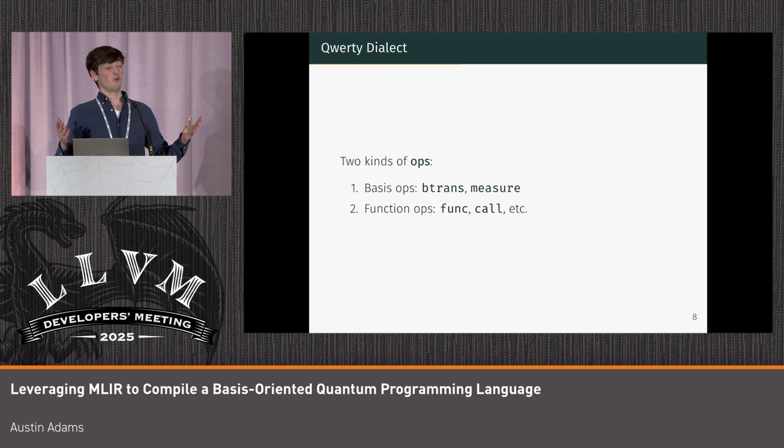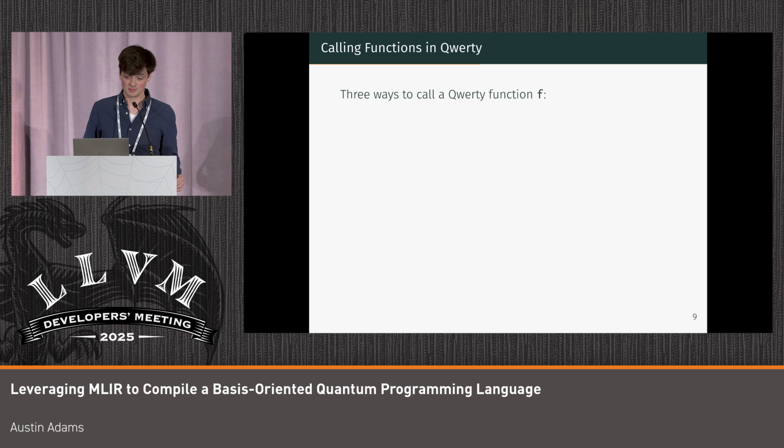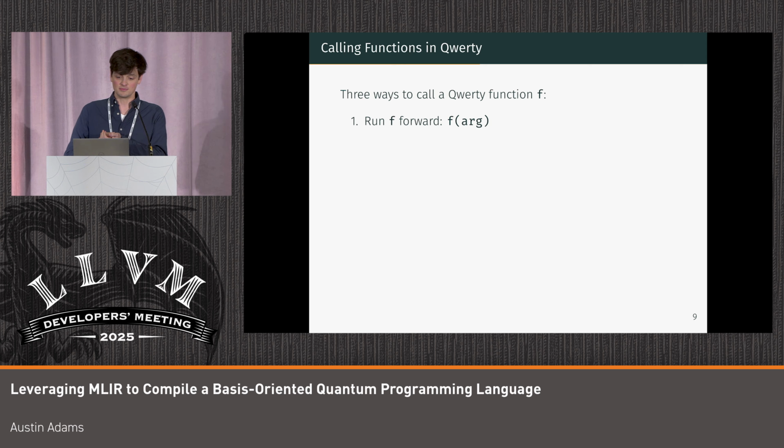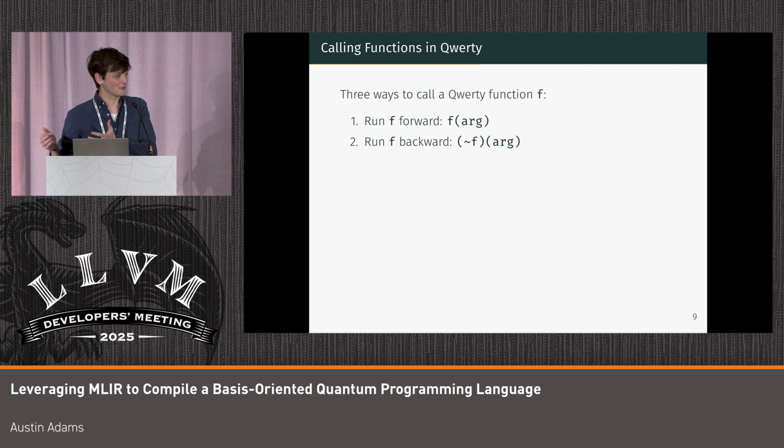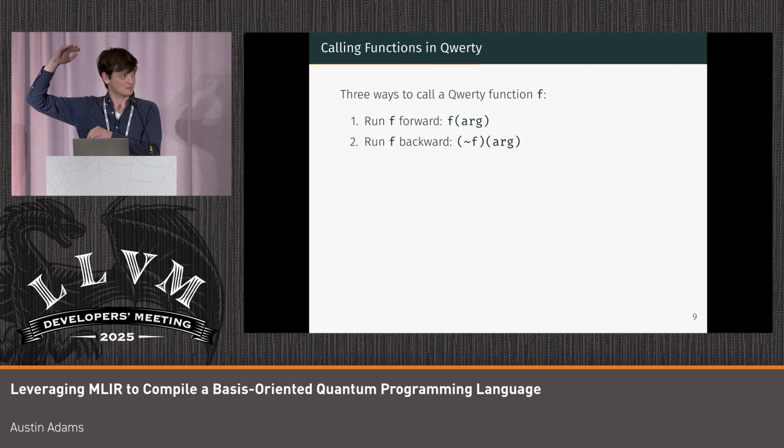But wait a minute, why not just use the func dialect? Okay, because there's a twist. In Qwerty, as with honestly many other quantum programming languages, you can call functions in different ways. So for f here, for example, first of all, I could call it forward. That is, I'm saying running it from top to bottom. But I could also call it backward. So I could call a version of that function that runs in reverse, basically.